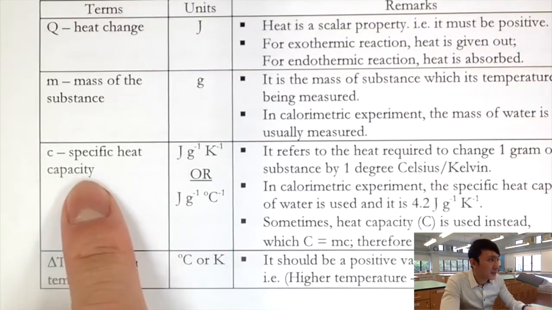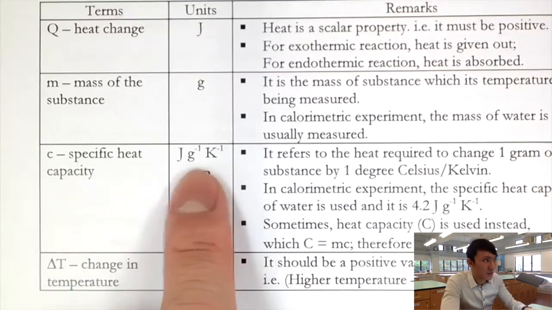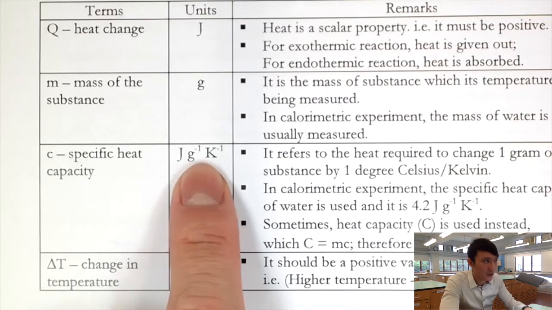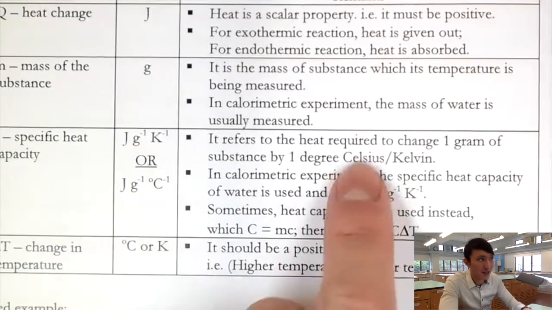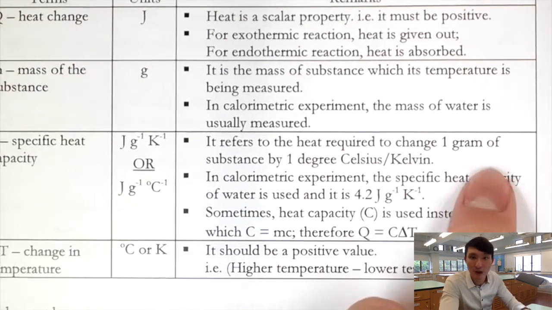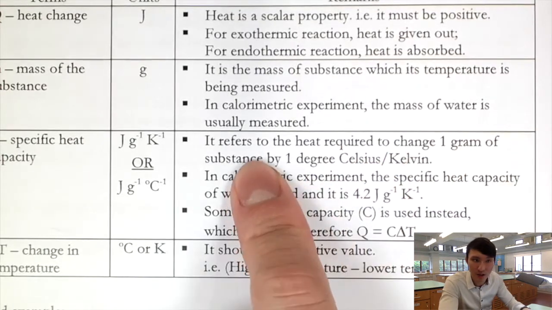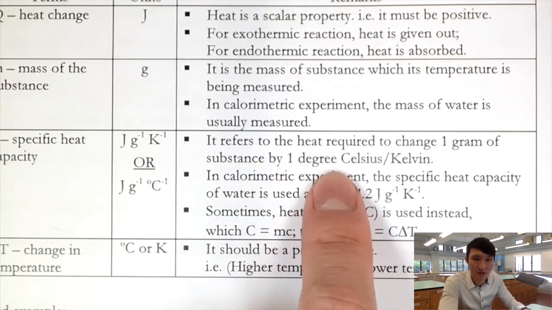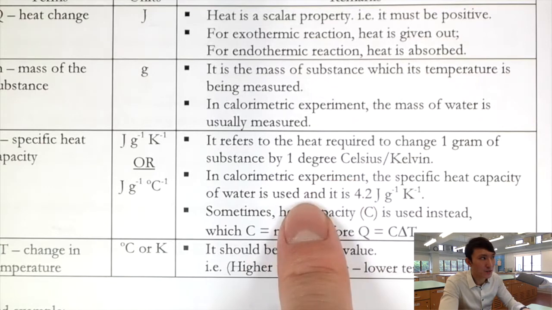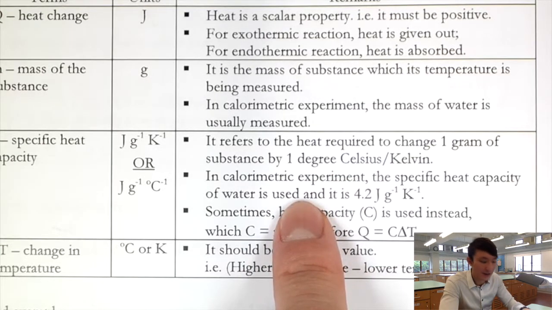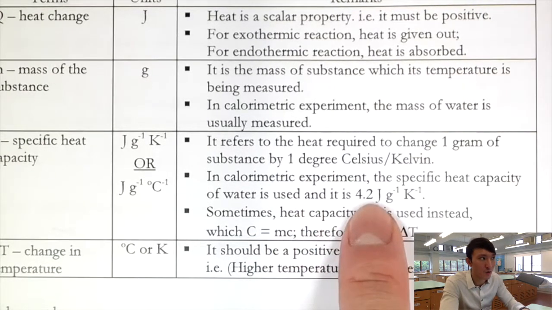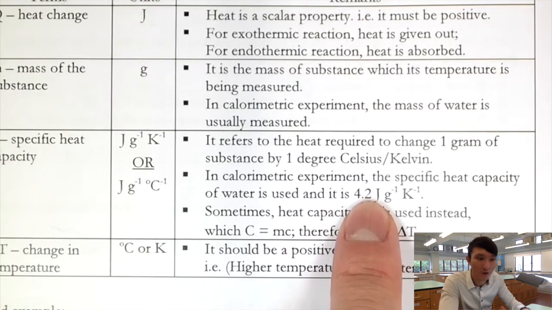Here, C is the specific heat capacity. In chemistry, we will use joule per gram per Kelvin, and basically it means the heat required to change 1 gram of a substance, usually water, by 1 degree Celsius. Okay? Now, because water is often used, and water has a specific heat capacity of 4.2 joule per gram per Kelvin, or 4.18 joule per gram per Kelvin.